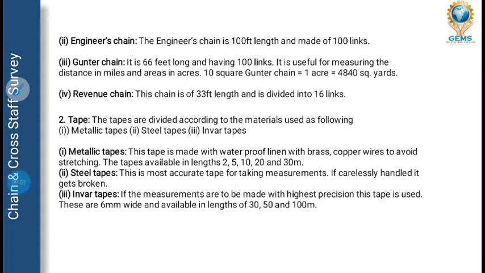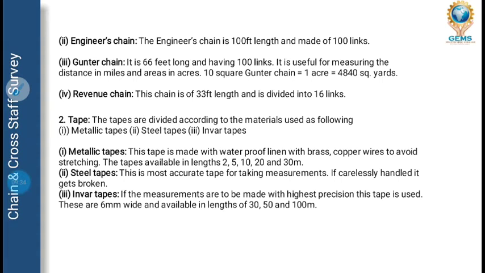Let me recapitulate. What is a chain? A chain is used for linear measurement. It is of 4 types: metric chain, engineer's chain, Gunter's chain, and revenue chain. The metric chain is available in 20 and 30 meter, the engineer's chain is 100 feet made of 100 links, Gunter's chain is 66 feet made of 100 links, and the revenue chain is 33 feet divided into 16 links. So these are very important; this question is always asked from the examination point of view.